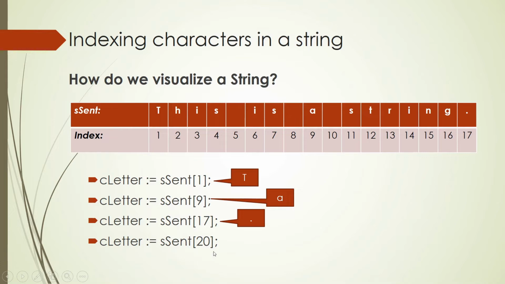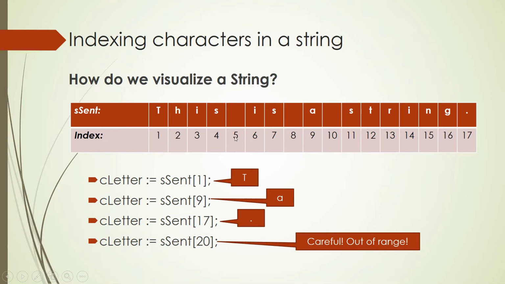Is sent at index 20. What will that return? This particular string is starting at index 1, ending at index 17. It'll go out of range or out of bound error. So remember, a string is indexed using square brackets. Each character in a string is at a particular index. And a string starts at index 1.